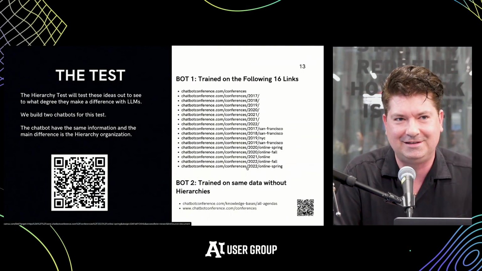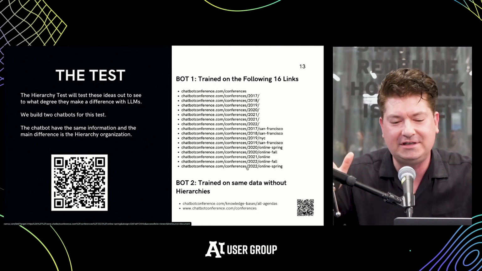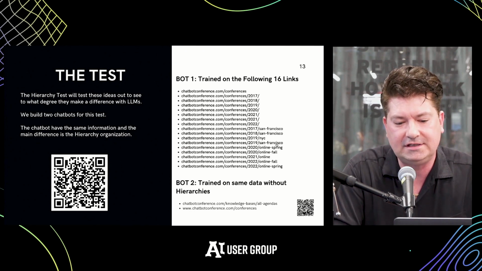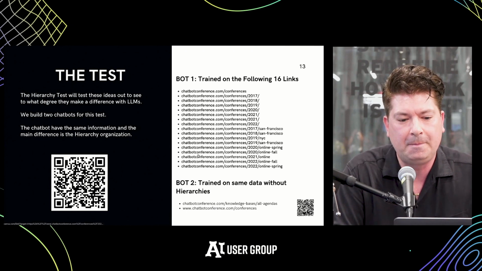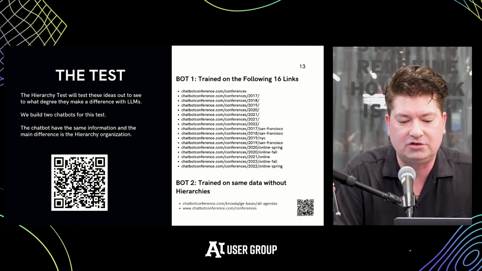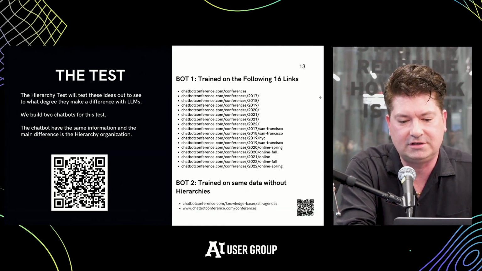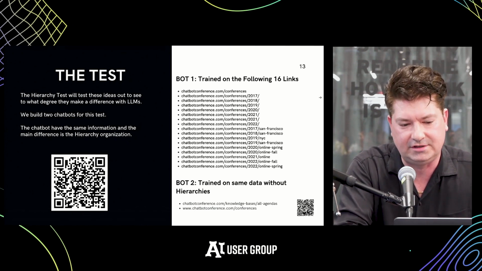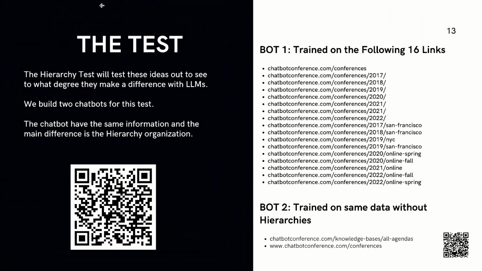So we created a test. This is a test on our conferences, and we took some very simple data, which is basically all of our conferences that we've had in the past. In the first example, the bot was trained on these 16 links. And in the second example, it was trained on 2 links. Now, when you look at the links, you'll notice that the last and the first link are the same. So it's really just 15 links that are the difference. And so we could play around with it. Also, you could scan this QR code and play around with it yourself.